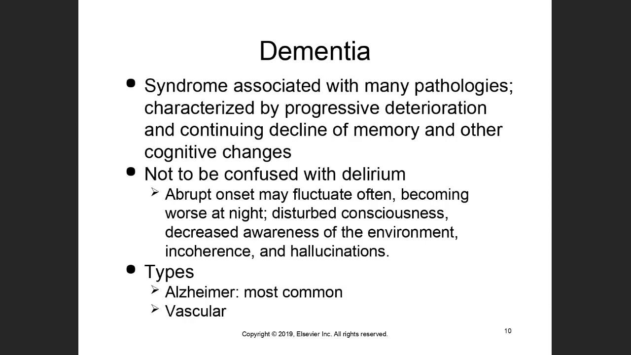Dementia syndromes are associated with many pathologies characterized by progressive deterioration and continuing decline in memory and other cognitive change. Not to be confused with delirium: abrupt onset, fluctuating and becoming worse at night, disturbed consciousness, decreased awareness of the environment, incoherence, and hallucinations. You have to be very careful with delirium. Dementia is a chronic condition. It develops slowly, over years.